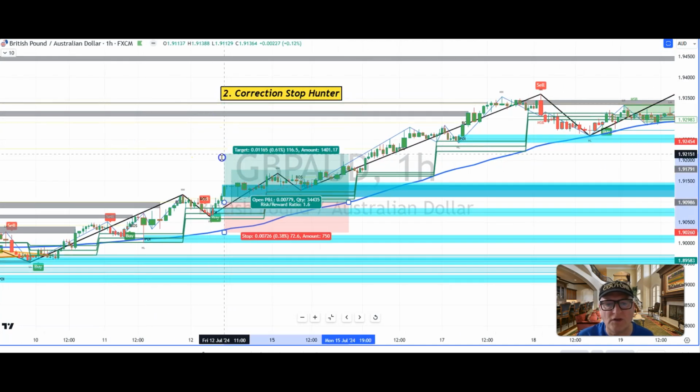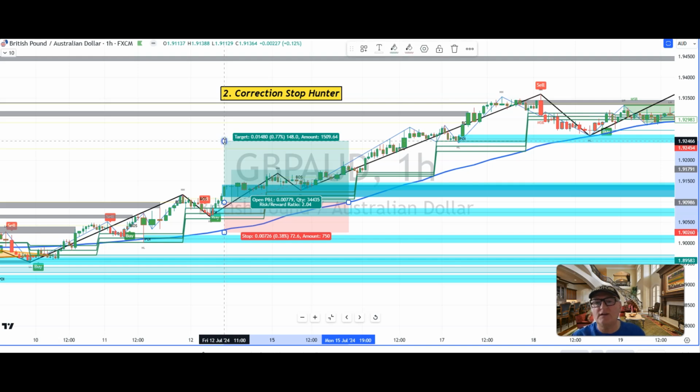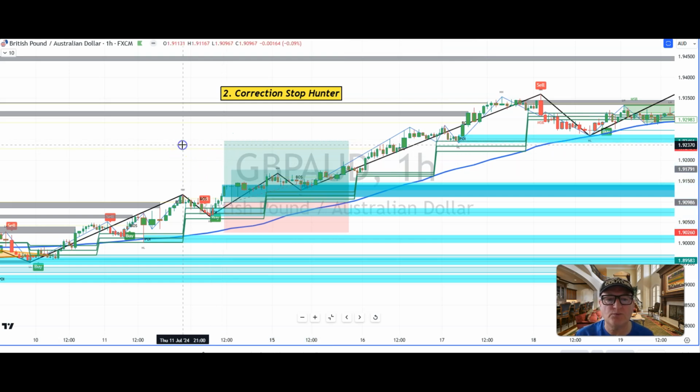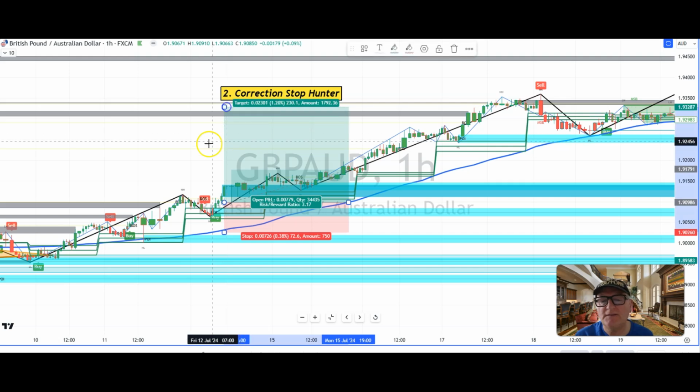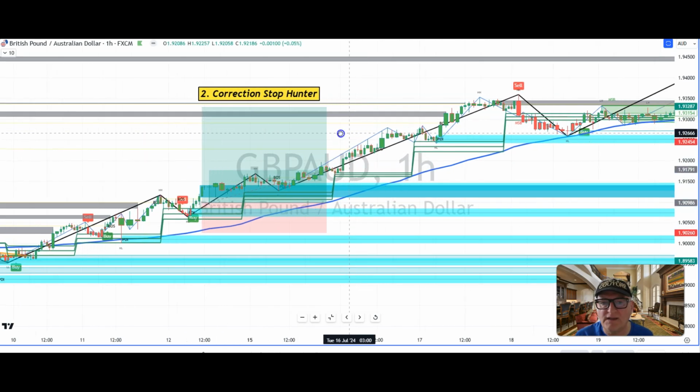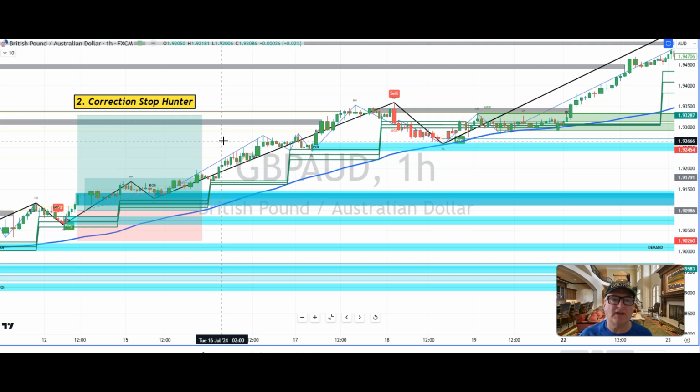You can, of course, go for 2 to 1, but quite often within a parabolic trend, you'll be surprised how far the price does actually go. You can easily get 200 or 300 pips with each position. So don't be surprised how much money you make. So that's the correction stop hunter.